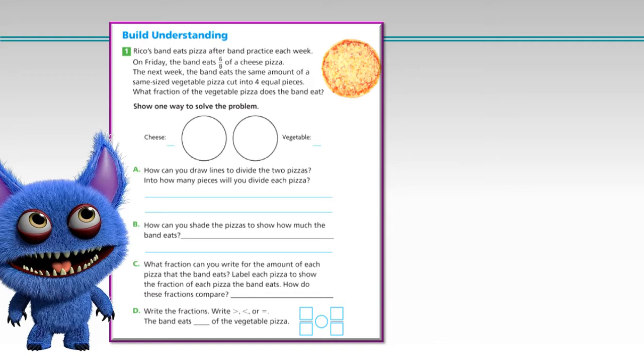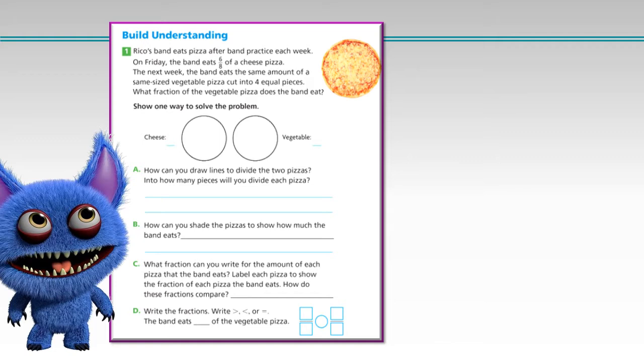So now I'm going to read it again, but let's pay attention to the quantities. Rico's band eats pizza after band practice each week. On Friday, the band eats 6/8 of a cheese pizza. The next week, the band eats the same amount of a same-sized vegetable pizza cut into 4 equal pieces. What fraction of the vegetable pizza does the band eat?